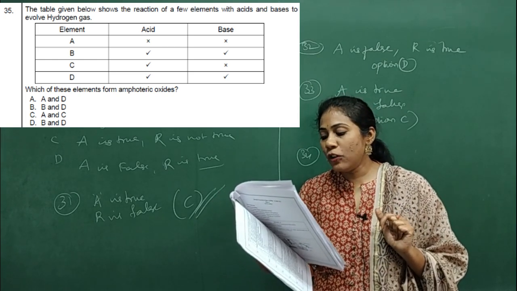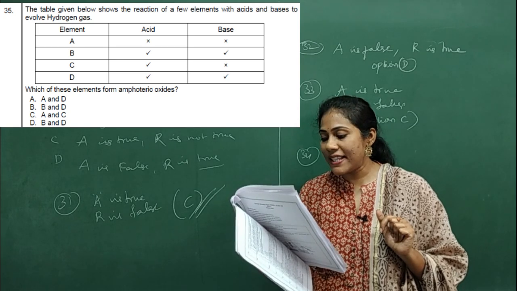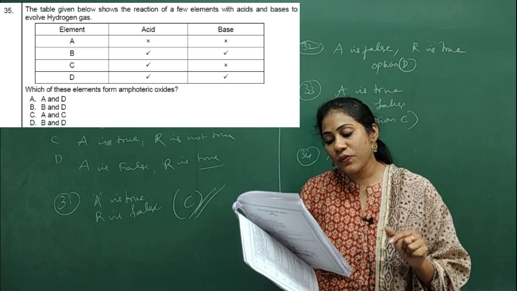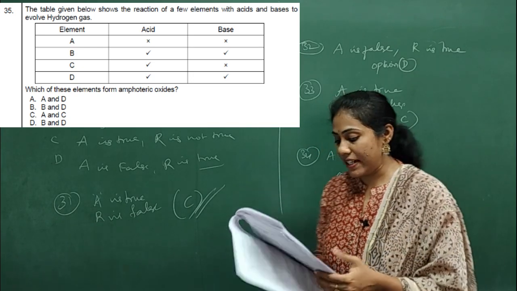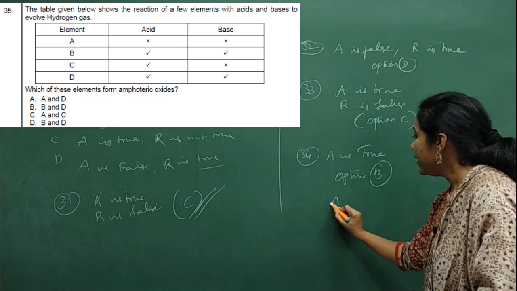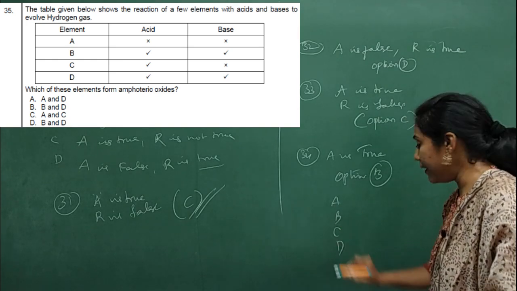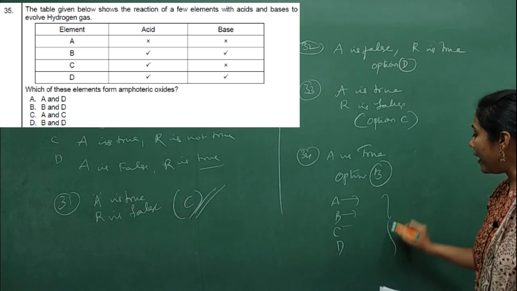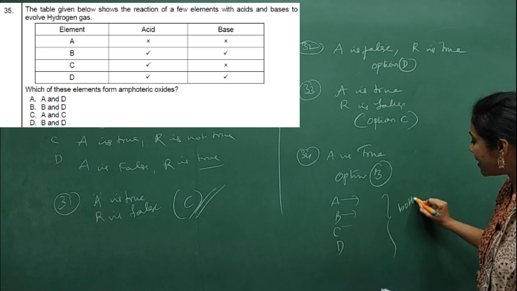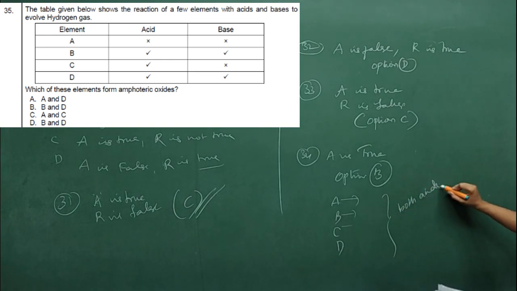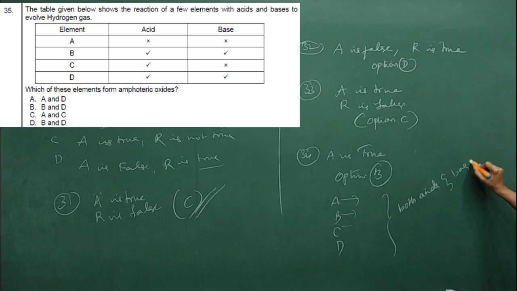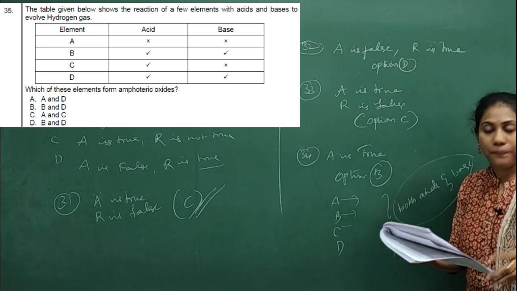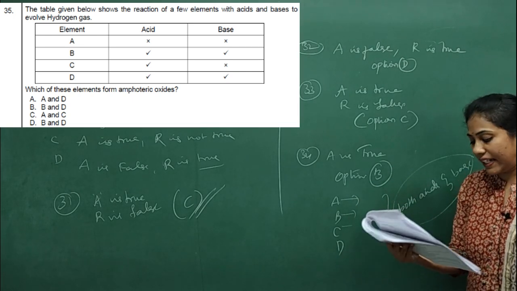The table given below shows the reaction of few elements with acids and bases which evolve hydrogen gas. Actually, the question is which of these elements form amphoteric oxides. Okay, so there are elements A, B, C and D. So amphoteric oxide means what? They have to react with both acids and bases. They should react with both acids and bases, right? Then such oxides are called amphoteric.